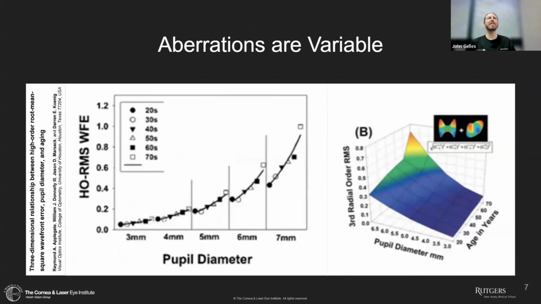So, what do we need to know also about aberrations? Well, aberrations are variable.